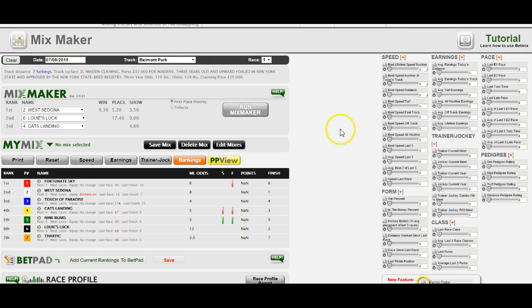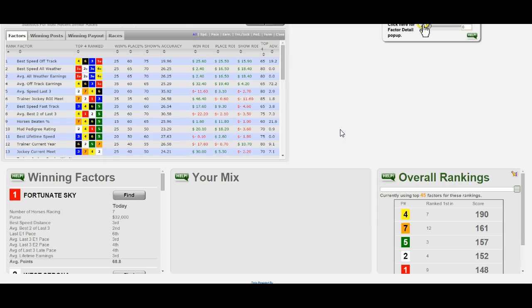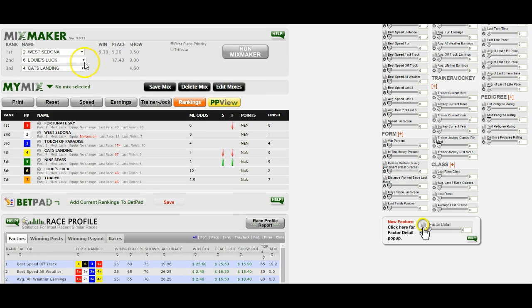Well, this is a maiden claiming race, so not the best example, but we'll use it anyway. So we know that the 2 won the race. Go through here and scroll back and forth and see at what point the 2 was ranked the highest. And so in this particular case, using the top 32 factors, you got the 2 in second. You had 427, and you see that at 264.